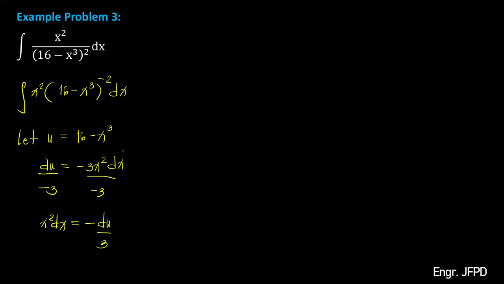Then, let's now rewrite our equation in terms of the u and du, wherein our given originally is equal to the integral of 16 minus x cubed raised to negative 2 multiplied by x squared dx. In terms of u and du, we can express 16 minus x cubed as u, so this is u raised to negative 2. And for the x squared dx, this is the negative of du over 3. We have here times the negative du over 3.